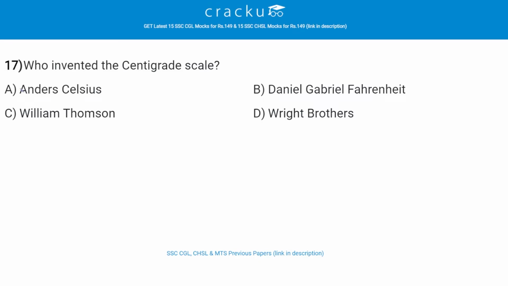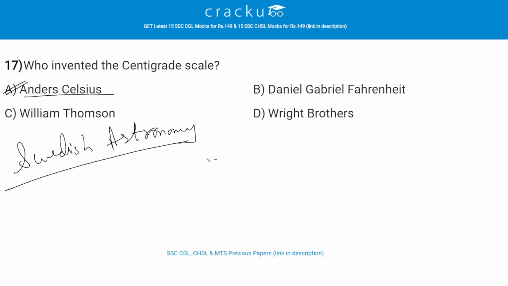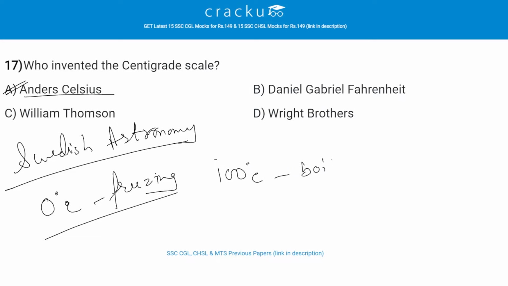Who invented the centigrade scale? The correct answer is A, that is Anders Celsius. So Anders Celsius, regarded as the founder of Swedish astronomy, is best remembered as the inventor of the Celsius temperature scale, in which 0 degree is the freezing point of water and 100 degree is the boiling point. So 0 degree Celsius is the freezing point and 100 degree Celsius is the boiling point.